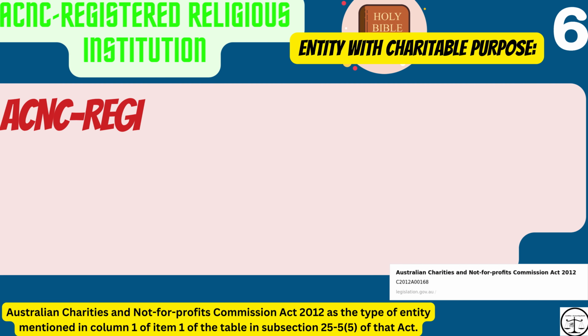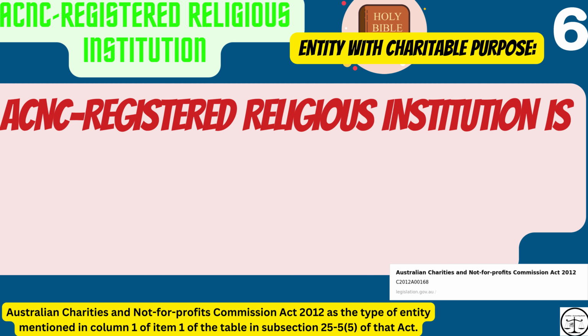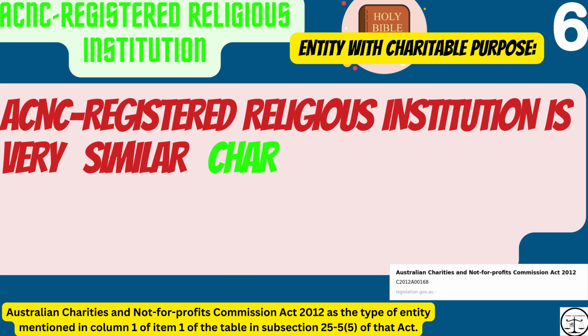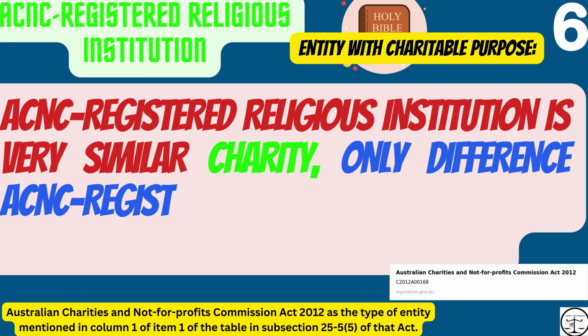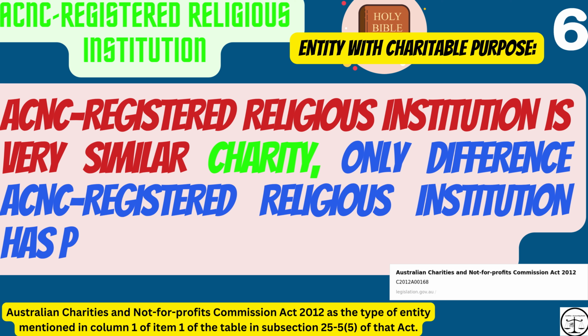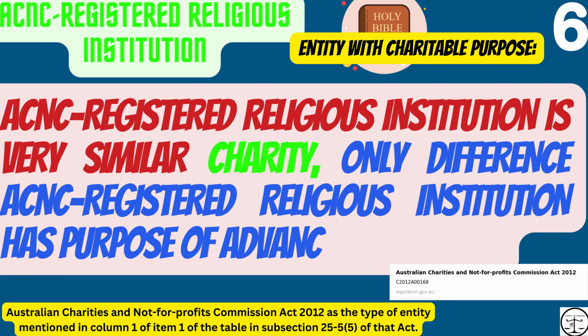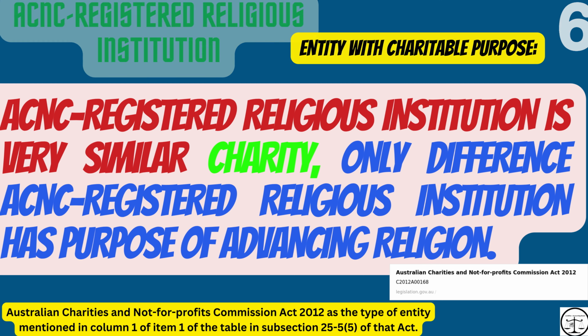Word number 6. Now we will look at ACNC-registered religious institution. Friends, ACNC-registered religious institution is very similar to the ACNC-registered charity we discussed before. The only difference: an ACNC-registered religious institution has the purpose of advancing religion.